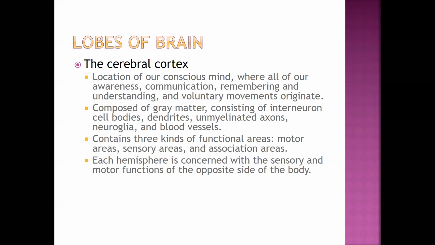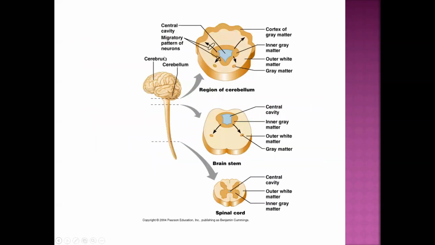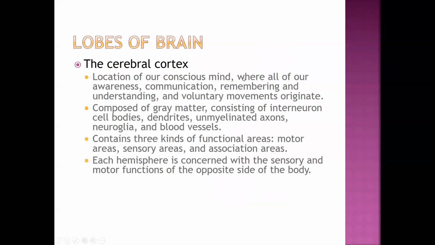So what is our cerebral cortex? Well, if we look at this picture back here, this gray matter right here is the cerebral cortex, cortex of gray matter. So this is all of our interneurons. So sensory input will come into it, the motor output will leave from it. So our conscious mind, all of our awareness, communication, remembering, understanding, voluntary movements originate from gray matter: interneuron cell bodies, dendrites, unmyelinated axons, neuroglia, blood vessels.